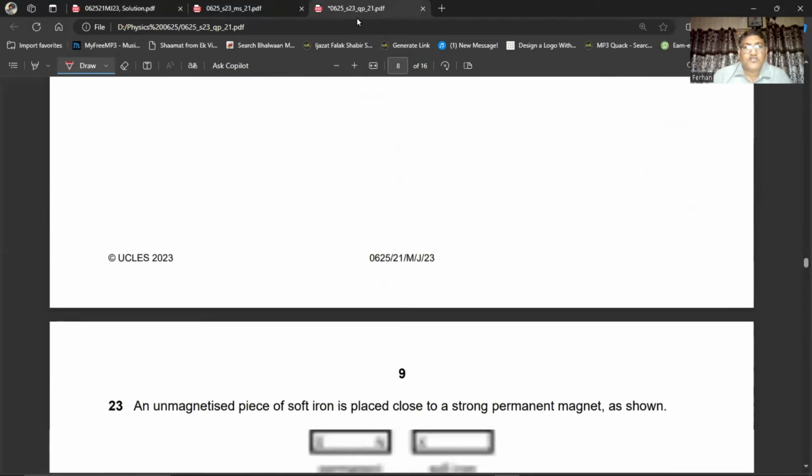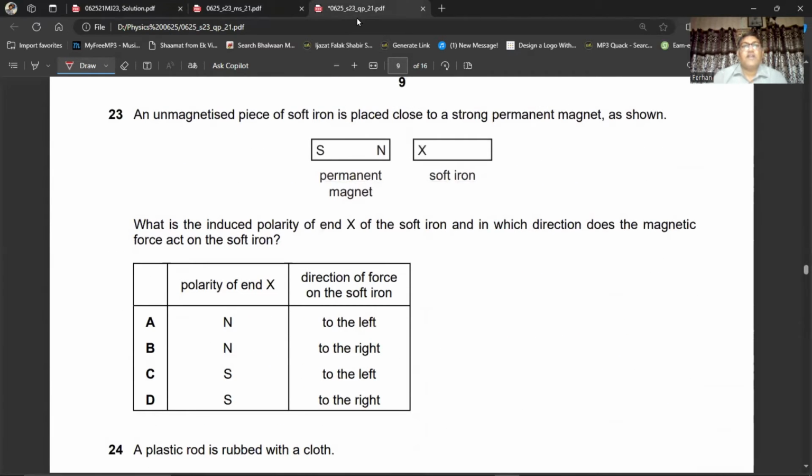The next question coming up on your screen is question number 23. He says, an unmagnetized piece of soft iron is placed close to a strong permanent magnet as shown. What is the induced polarity of the end X of the soft iron, and in which direction does the magnetic force act on the soft iron?